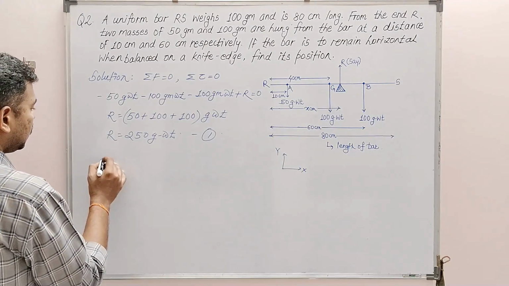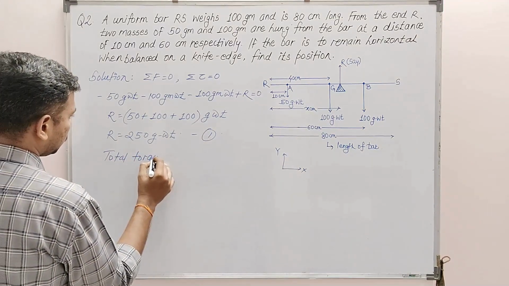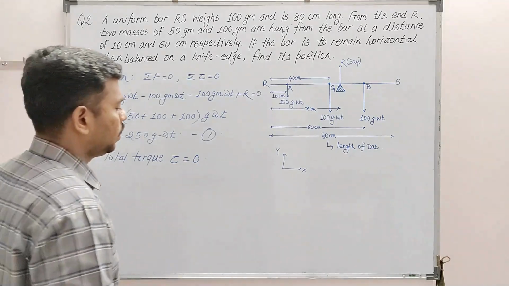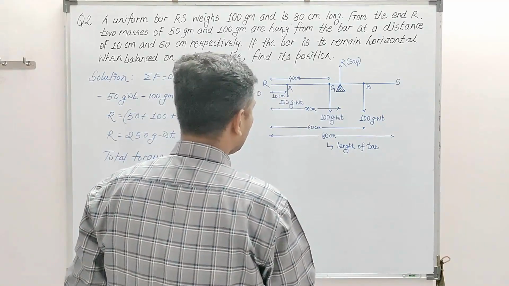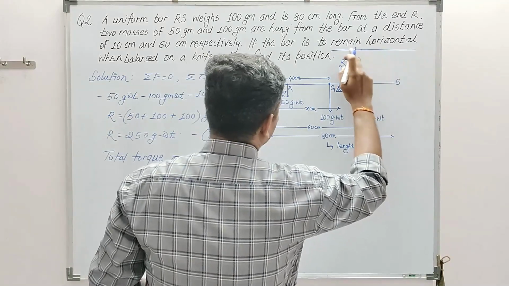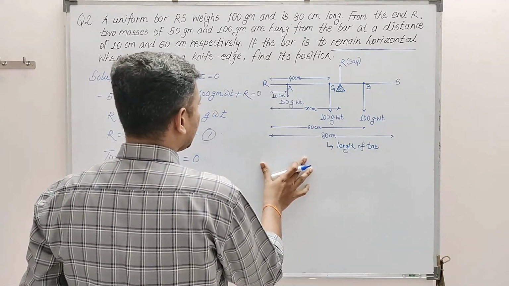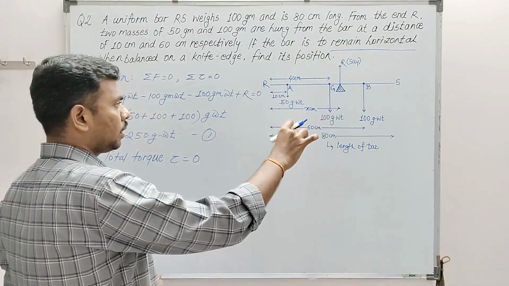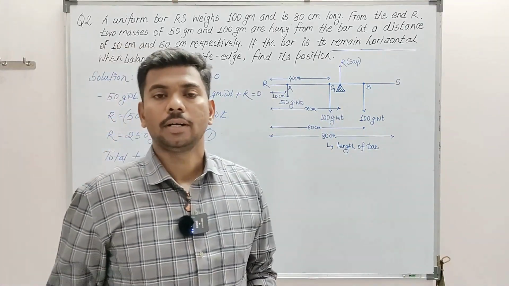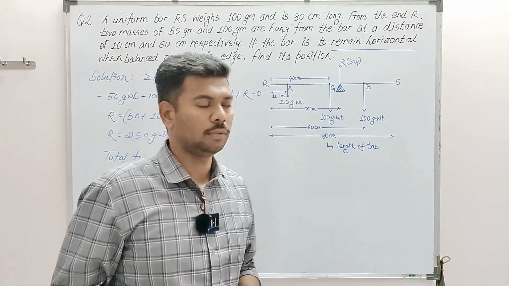Now we will use the other condition, that is total torque tau is 0. For that, first of all, we need to know how many torques are acting on the system. As the system is under mechanical equilibrium, it is given in the situation that it remains horizontal. So the system is in mechanical equilibrium. We can take any point where the total torque on the system is supposed to be 0, as it is independent of choice of origin when the system is under rotational equilibrium, or else we can say mechanical equilibrium.